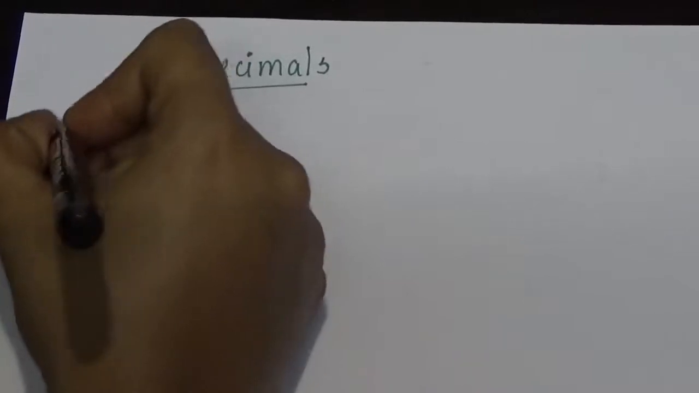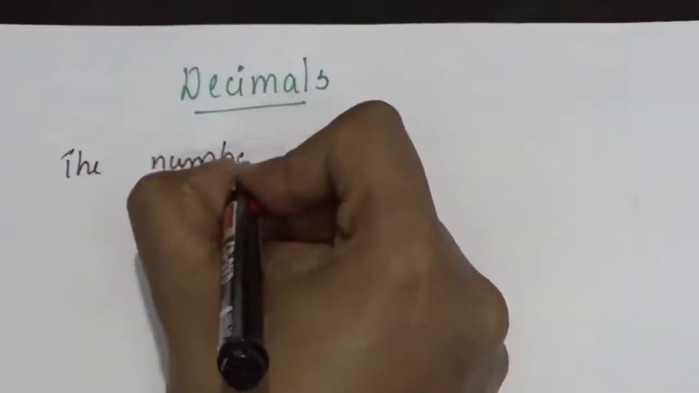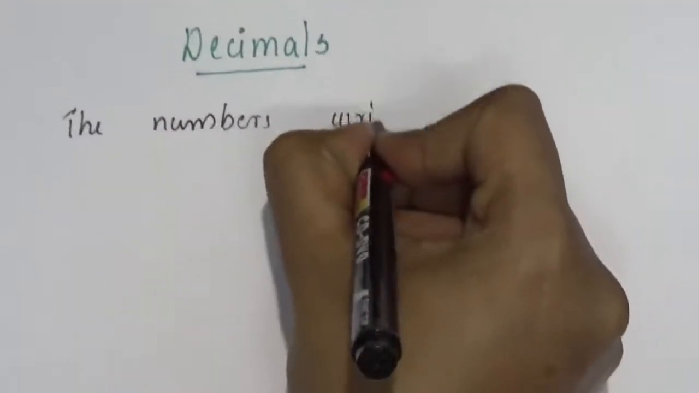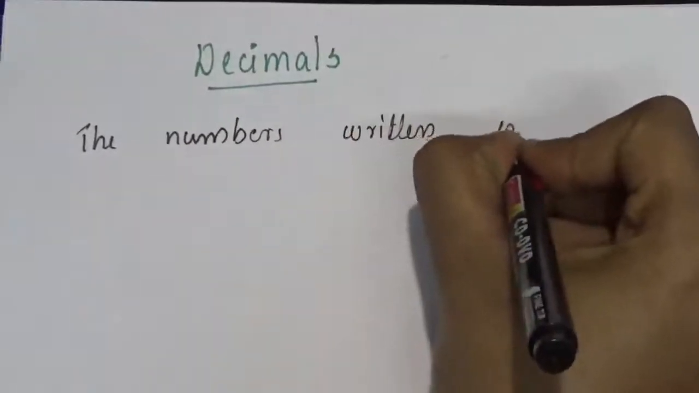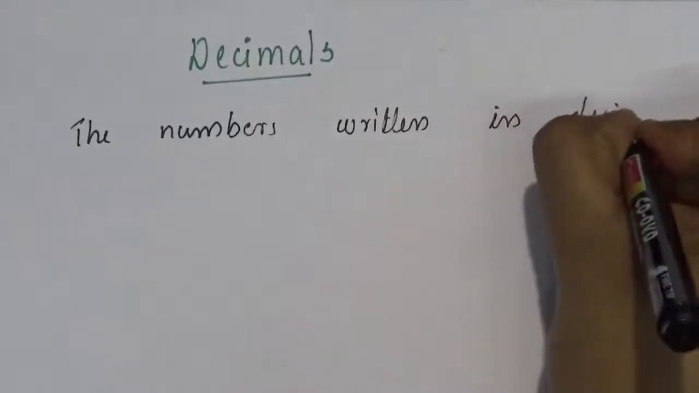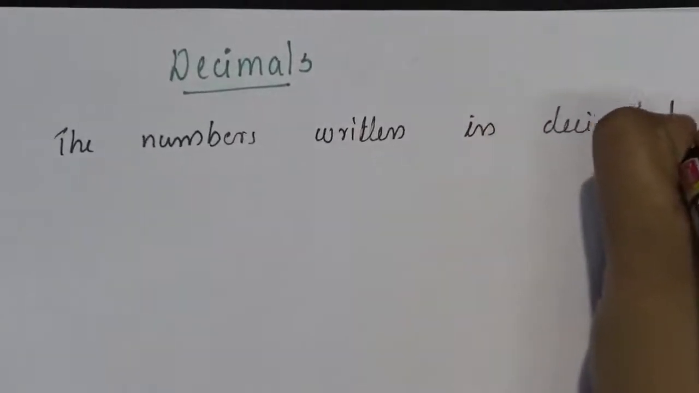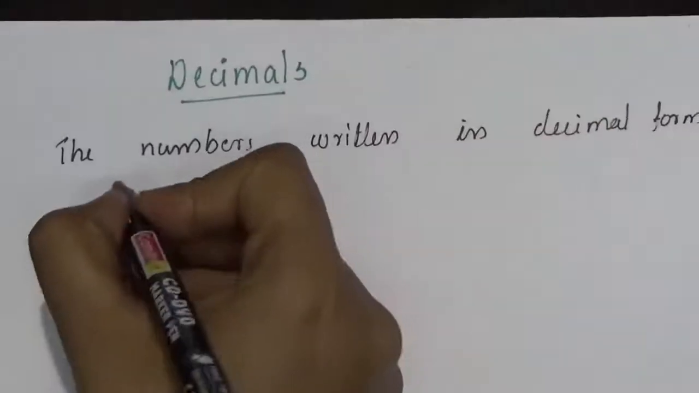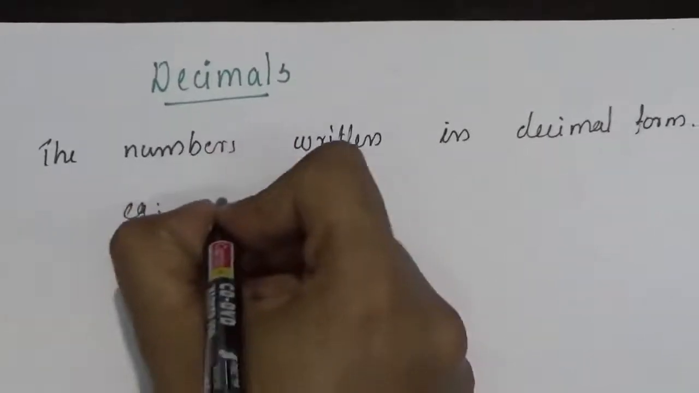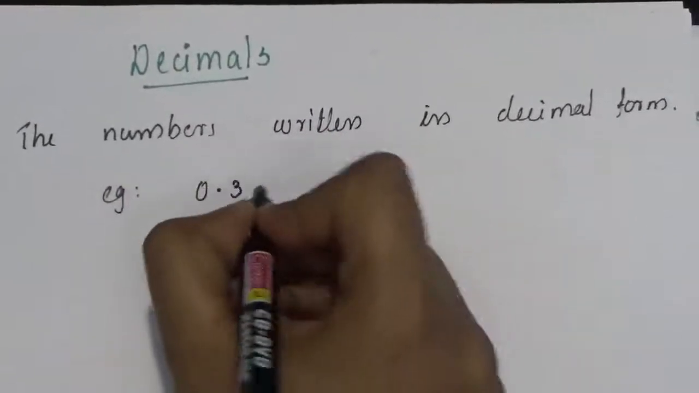Decimals. So let's see what decimal numbers are. What are decimal numbers? The numbers written in decimal form are called decimal numbers. For example, 0.3 is a decimal number.